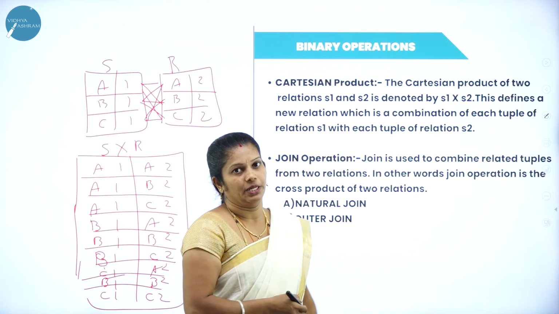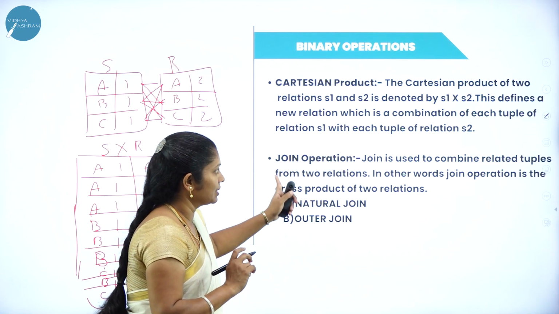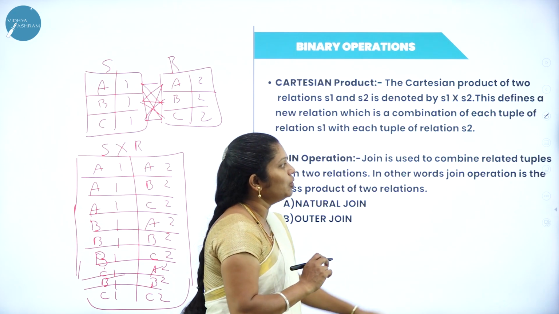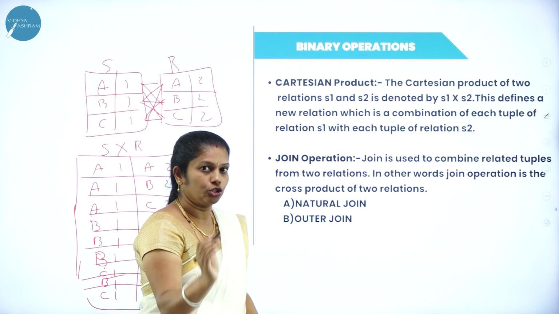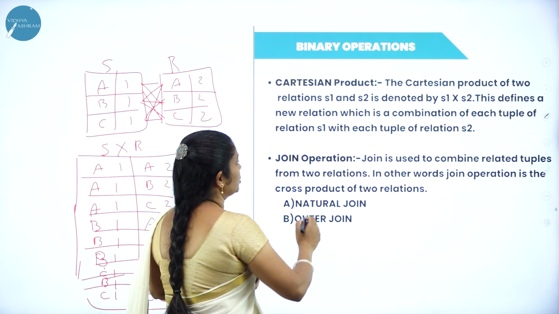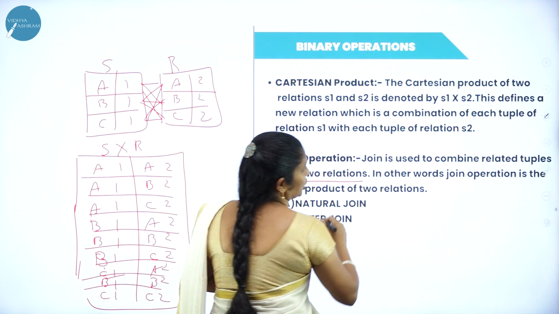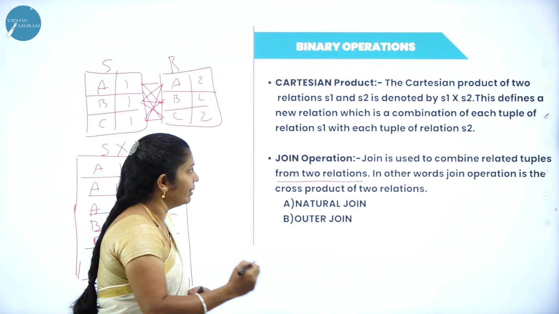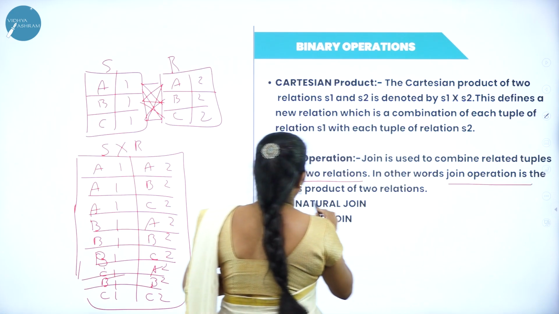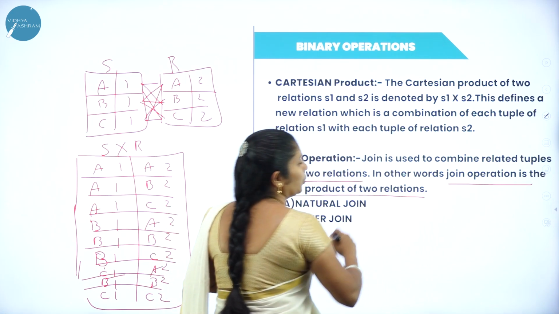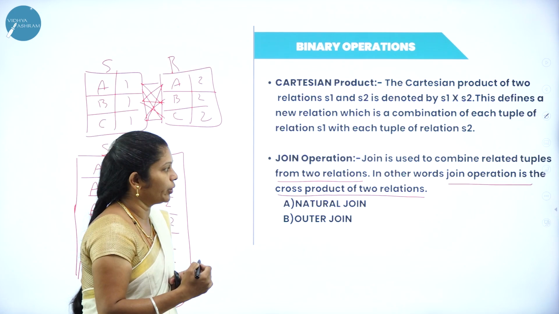Whereas join operation, the name itself represents join. Join is used to combine related tuples from two relations. Related tuples can be combined here from two tables. In other words, join operation is the cross product of two relations.